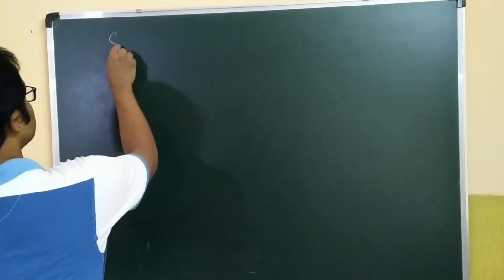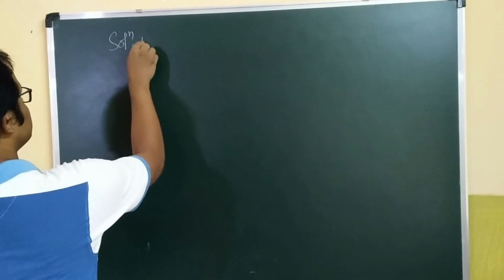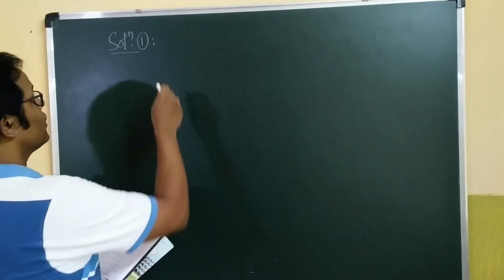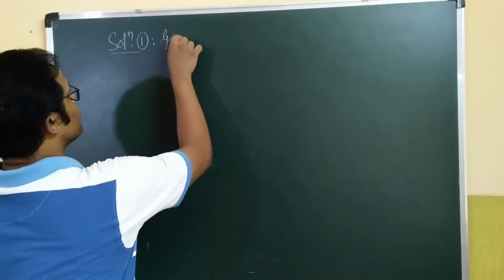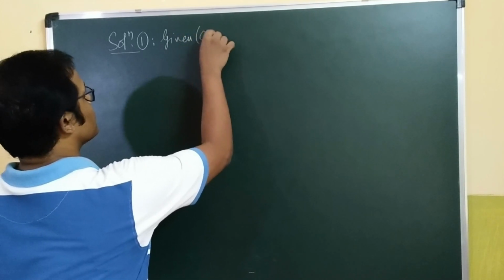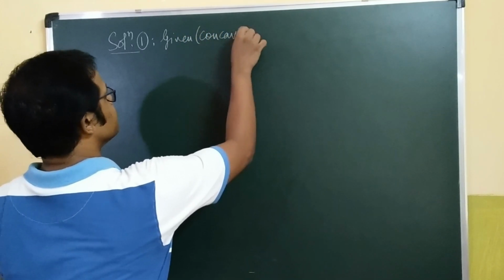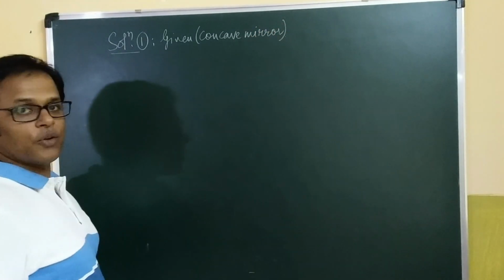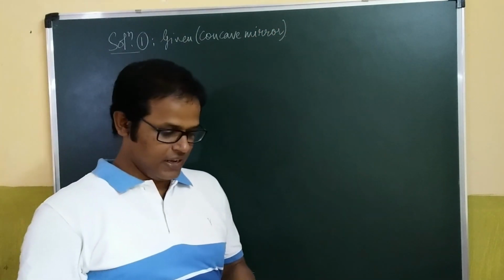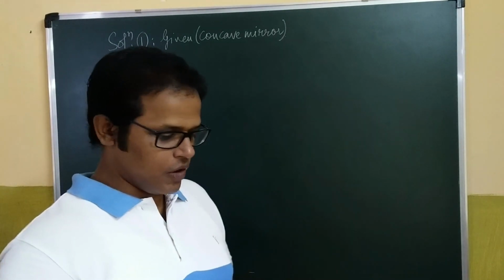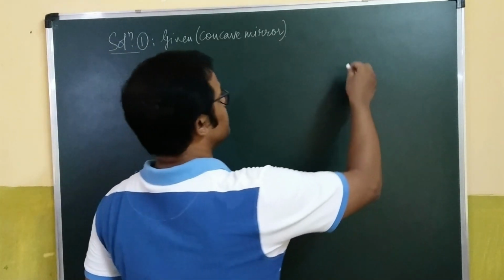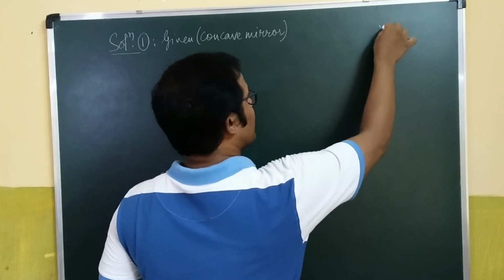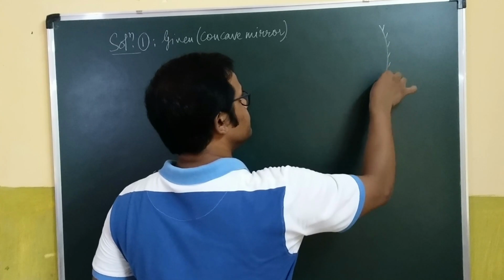The solution to question number 1. Let us read the question carefully. This question is definitely related to a concave mirror. So I will write: given, concave mirror. So we have noted down which mirror the question is actually dealing with. All right. So here it says there is a concave mirror of focal length 20 centimeters. So let me draw a diagram for clarity of understanding the problem.